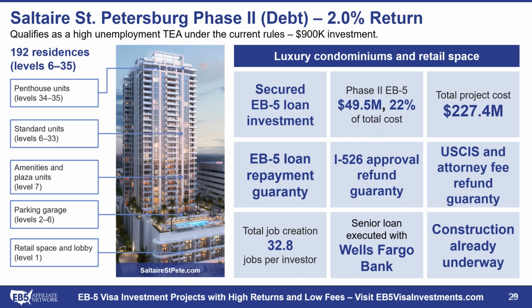Additionally, there's over $100 million of pre-sales on this project. So the project has seen great demand in the market and many of the units are already pre-sold. In total, we're raising up to $49.5 million of EB-5 debt on this project, and it does have many of those guarantees that we spoke about, the I-526 approval refund guarantee, and several other guarantees that we can talk more about in the future if you're interested in learning more about the project.